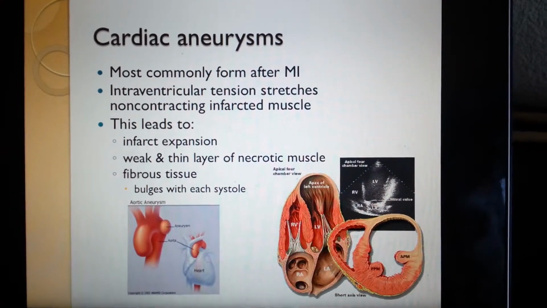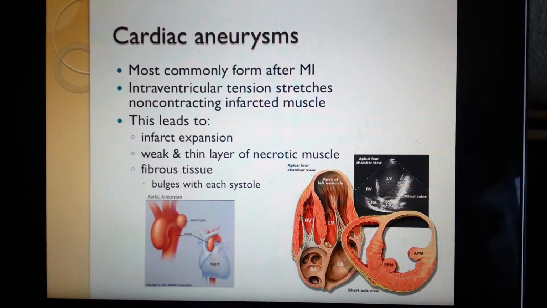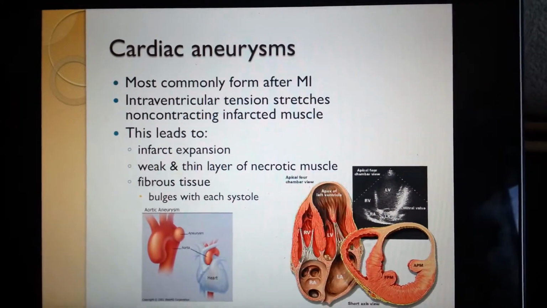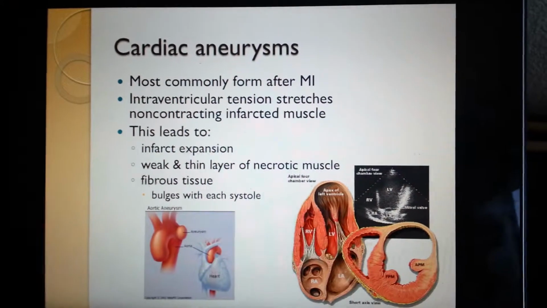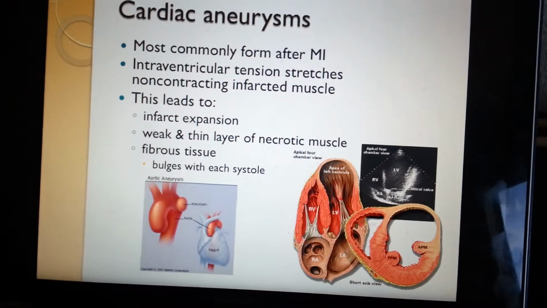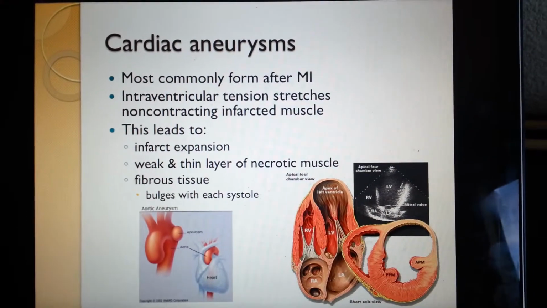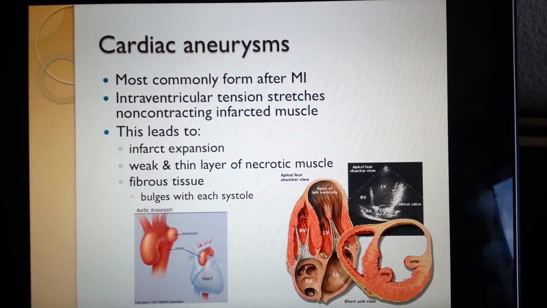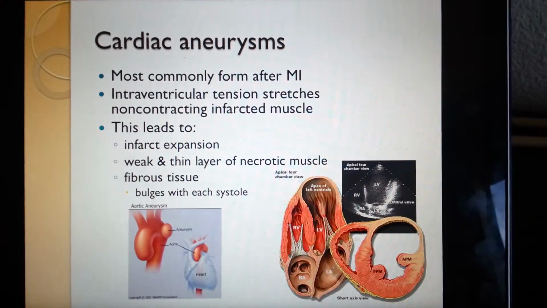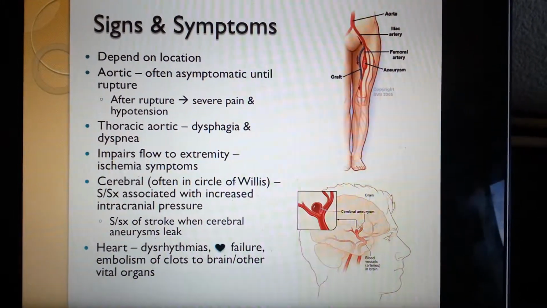Cardiac aneurysms specifically most commonly form after a myocardial infarction, and intraventricular tension stretches the non-contracting infarcted muscle. Sorry, it should be tension, not torsion. Basically, the muscle that has been affected by the myocardial infarction is not contracting, but the tension tends to stretch it, which leads to the expansion of the infarction and then a weak and thin layer of necrotic muscle as well as fibrous tissue, which tends to bulge with each systole. As you can see, this is a picture of what happens after a myocardial infarction leading to an aneurysm.